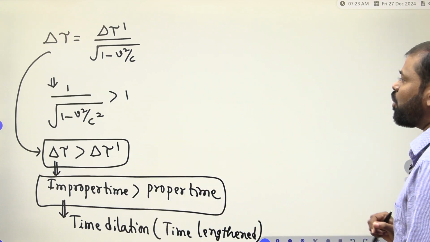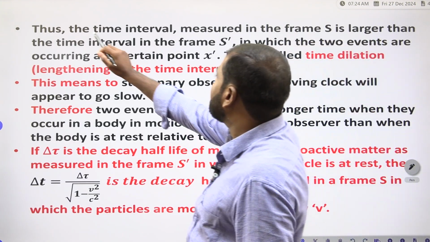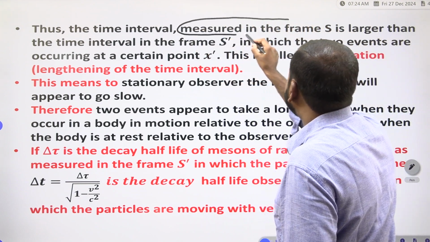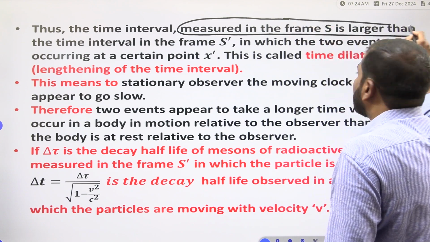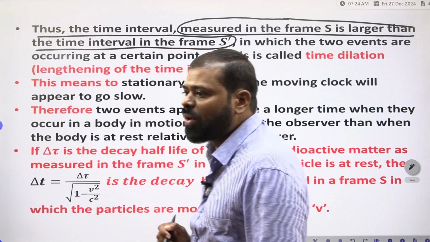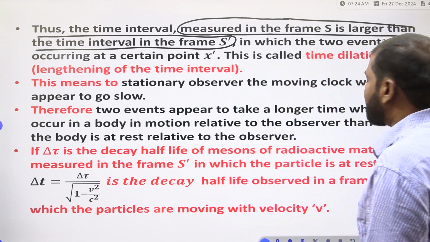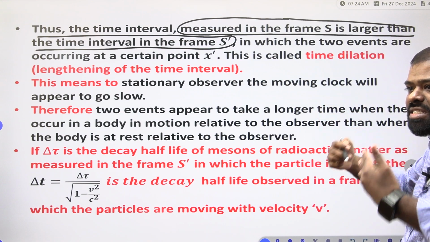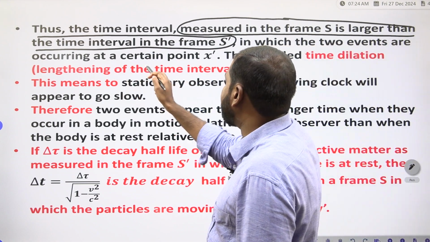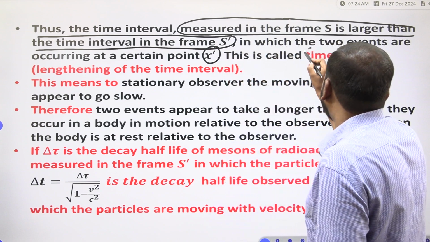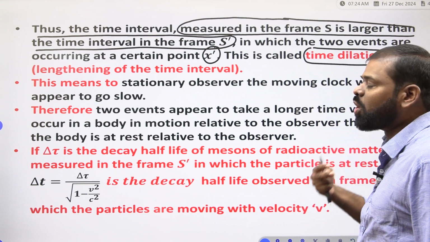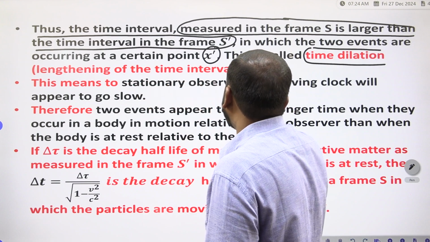So what we conclude is that the time interval measured in the frame S is larger than the time interval measured in the frame S dash, in which the two events occur at a certain point x dash. This is very important. This phenomenon is called time dilation. We also call it lengthening of the time interval.